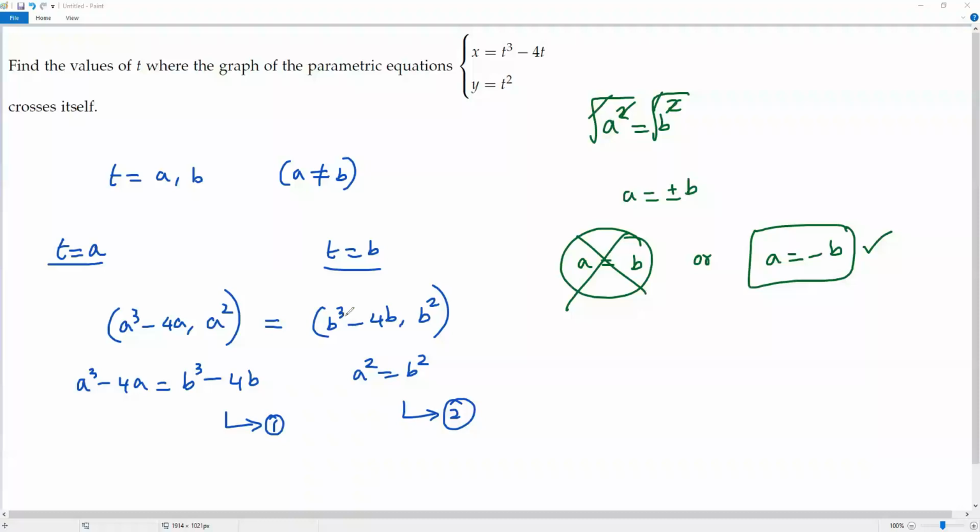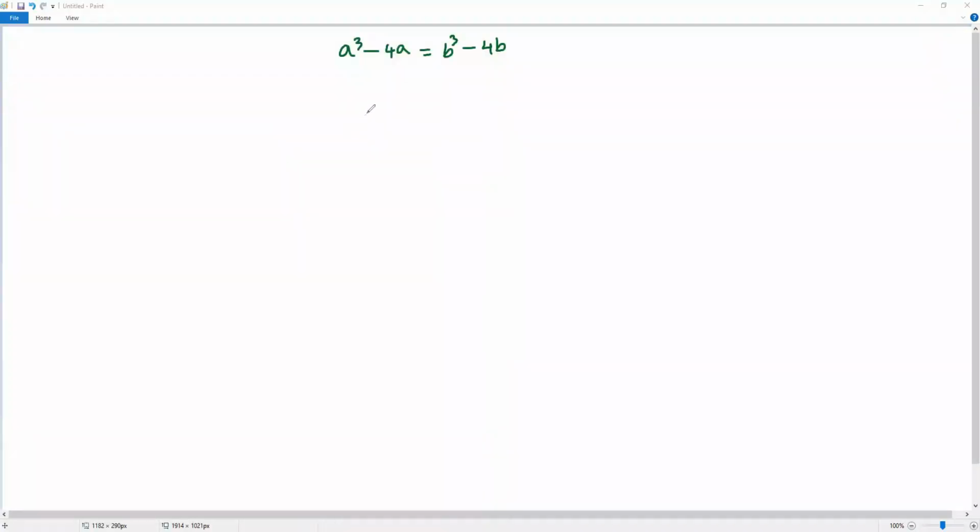Now in the next step, what I need to do is plug in a is equal to negative b into the first equation. When I plug in a is equal to negative b into the first equation, I'll have the complete equation in terms of b. I can solve for the unknown b. Here we have the first equation. I'm going to plug in a is equal to negative b into this equation.